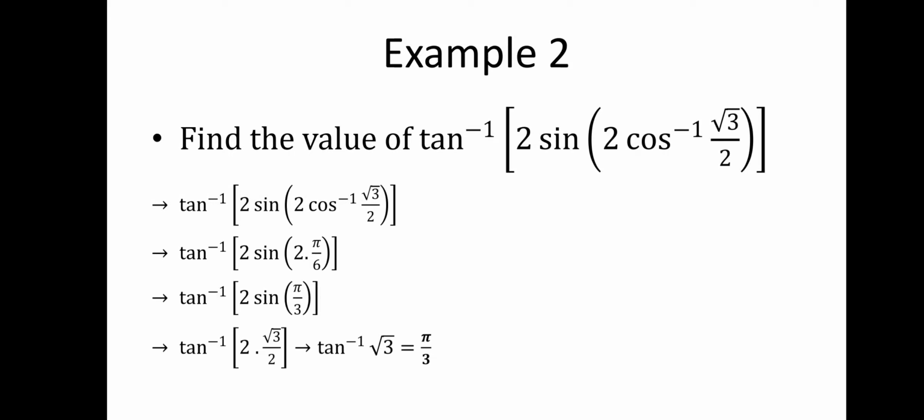So 2 into root 3 by 2 is root 3, and tan inverse root 3 is pi by 3, because we know tan 60 degrees, that is tan pi by 3, is root 3. So therefore tan inverse root 3 is pi by 3. So it looks big, but definitely it's a very simple problem. Anyhow, number 3.